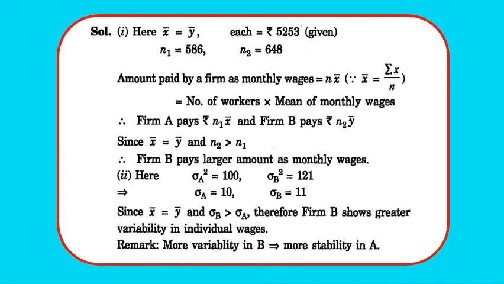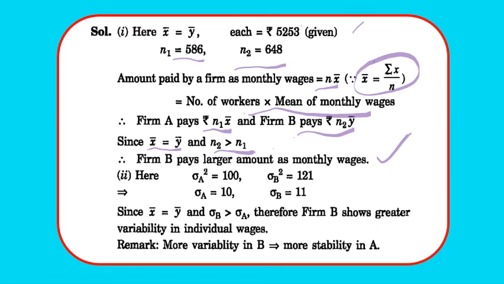So here we have x bar equals y bar. It is given that both their means are the same, that is 5253. N1 is 556 and N2 is 648. So the amount paid by a firm as monthly wages will be equal to n times x bar, since we know that x bar equals sigma x upon n. So using this formula, it is the number of workers into the mean of monthly wages. Now it is clear that firm A pays N1x and firm B pays N2y. And since x is equal to y and N2 is greater than N1, it is very clear that firm B will be paying a larger amount as monthly wages.